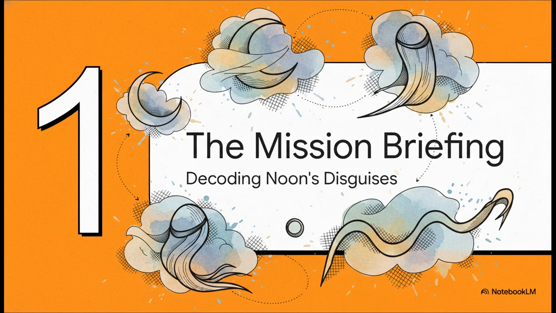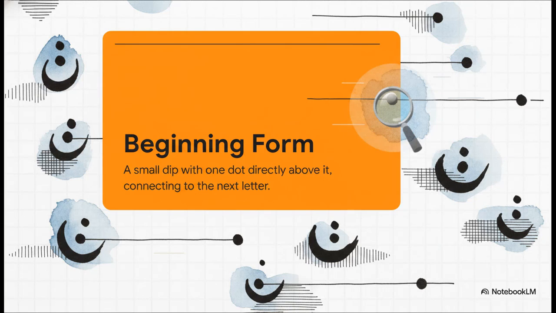See, noon is a bit of a chameleon. It changes its shape depending on where it is in a word. Let's go over its three main forms right now in our mission briefing. First up is the beginning form. So when a noon starts a word, it looks like this tiny little dip in the line. Super simple. But the key thing to look for, the dead giveaway, is that single dot sitting right on top.